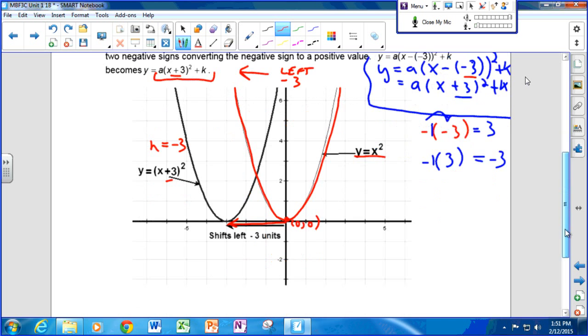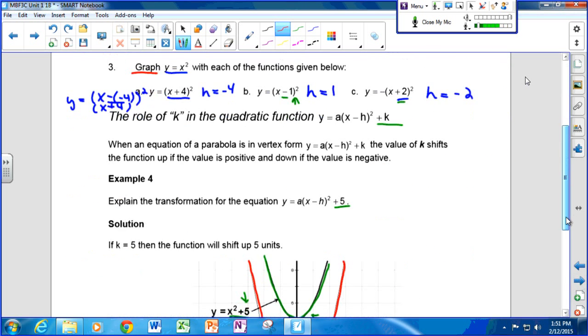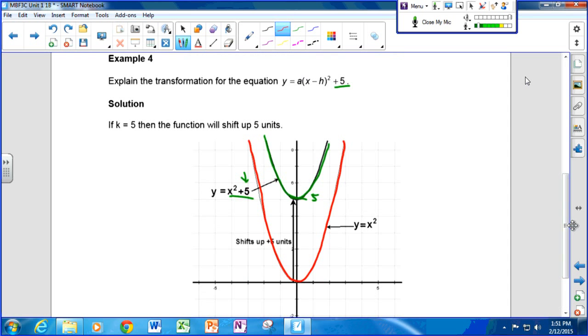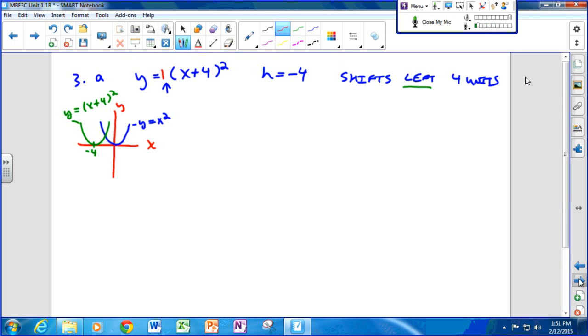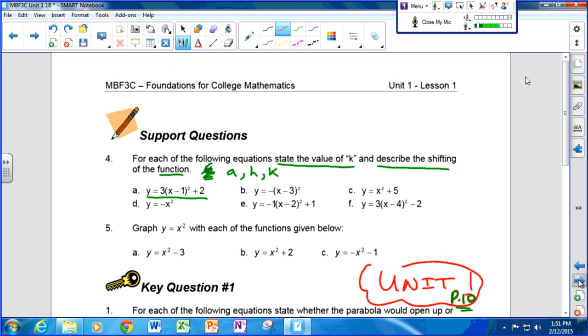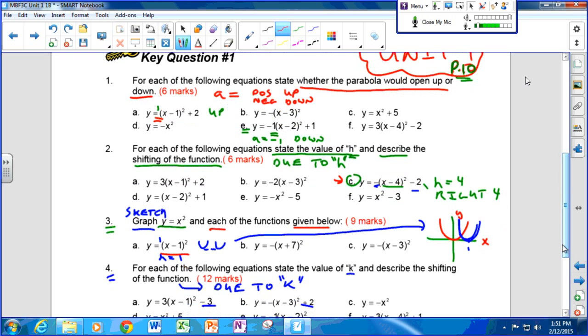And then the k was pretty straightforward. The k just shifts up or down by the value of k. So if k here is plus 5, it shifts up 5 units. If it's negative 5, it shifts down 5 units. That's pretty straightforward. So if you're not really sure about doing those key questions, this would be a good place to start. And actually I think I did quite a few of those, didn't I?